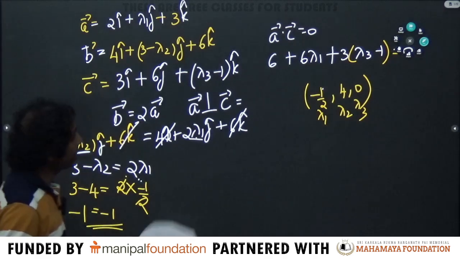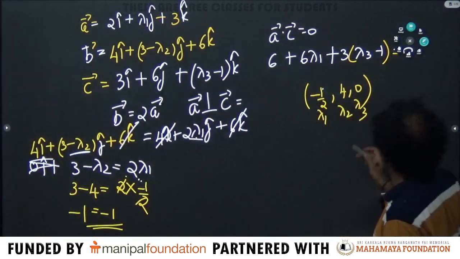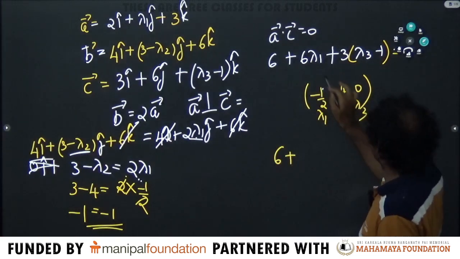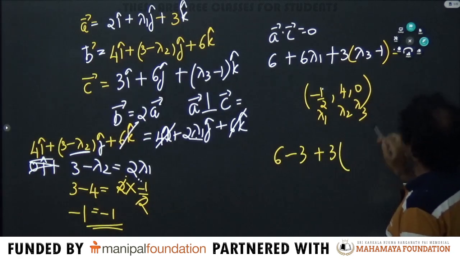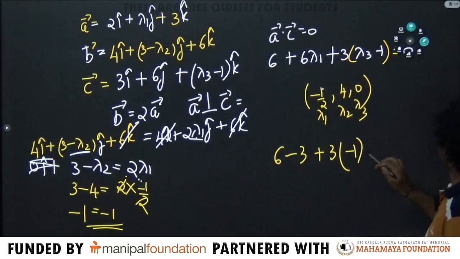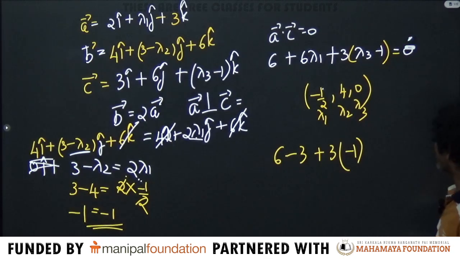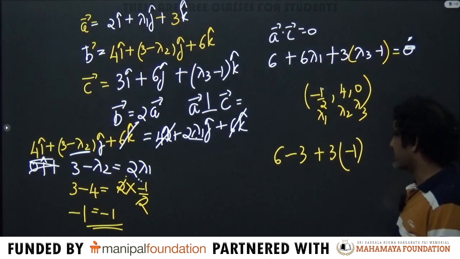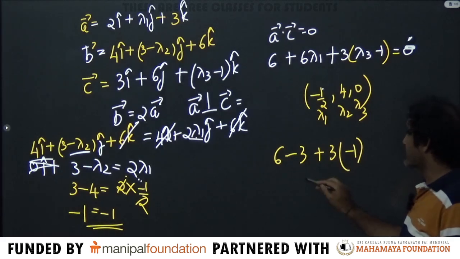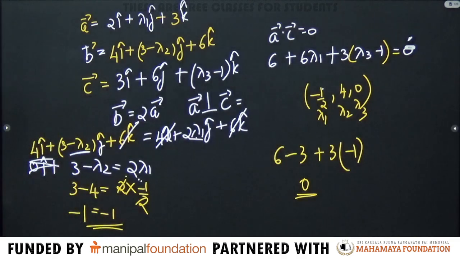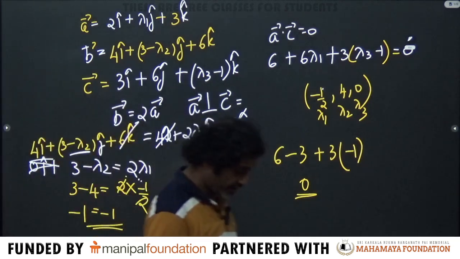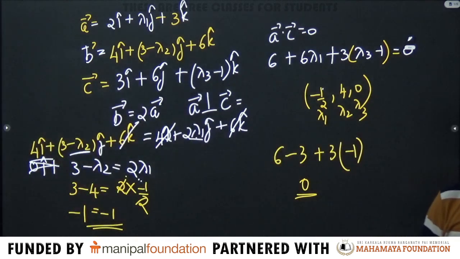It satisfies here. Try the same here, okay? 6 plus 6 into this is minus 3. 3 into 0 minus 1 is minus 1. Should be 0, right? 6 minus 3 is 3, plus minus 3 is 0. So it satisfies everything in that one option. So the answer is what we put: minus half, 4 and 0. That's how you do it. Is that okay? All are following, right? Yeah.